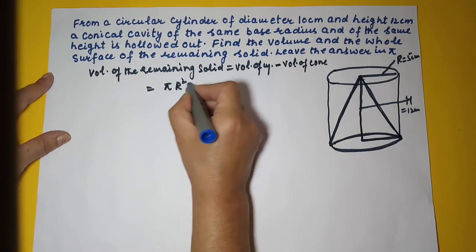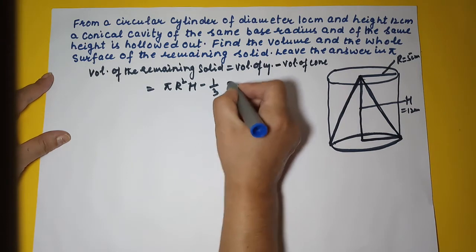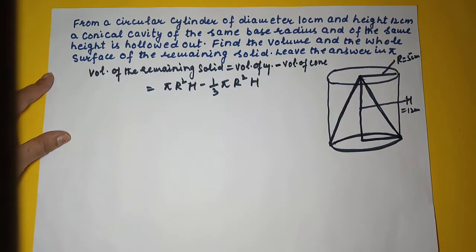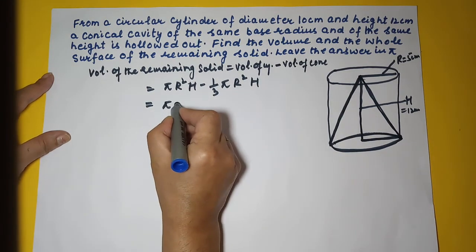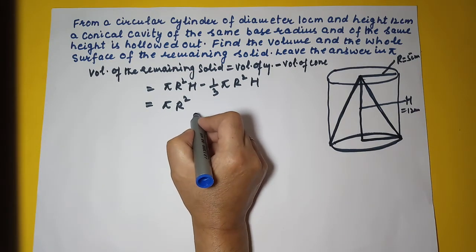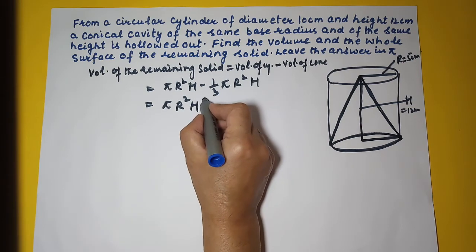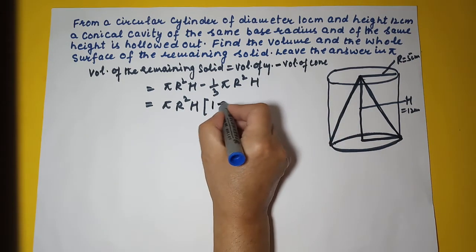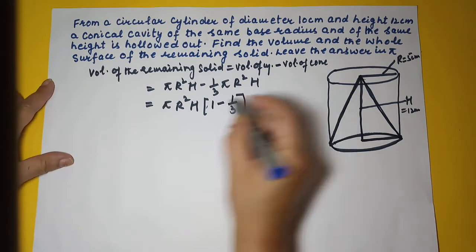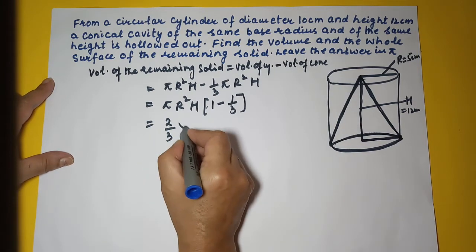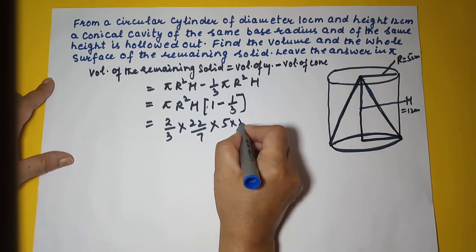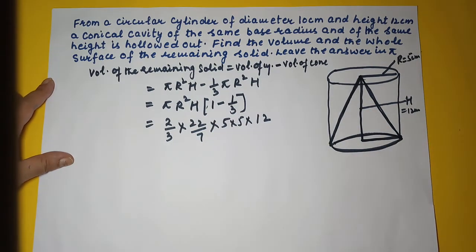So how do we calculate the volume of the cylinder? Pi r square h minus 1 by 3 pi r square h. We will use the same r and h because the radius and the height are the same. So we can take pi r square h as common, right? So what do we get? I will get 1 minus 1 by 3. So 3 minus 1 is 2, this is 2 by 3 into pi, you can use 22 by 7, r you have 5 into 5 and h you have 12, right?